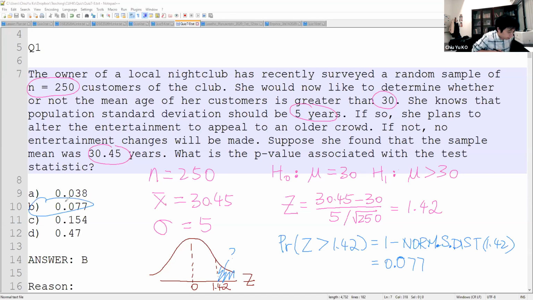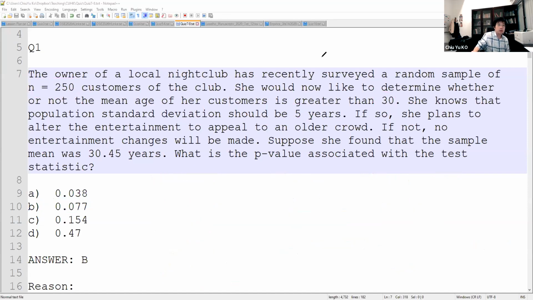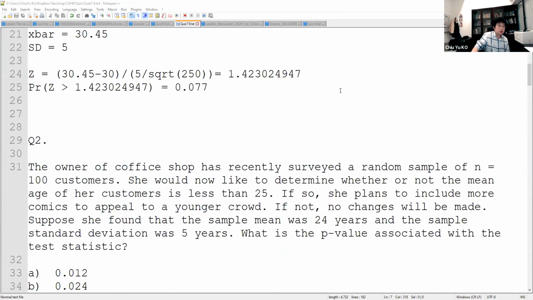Is that okay for the first question? Good. So go to the next question.